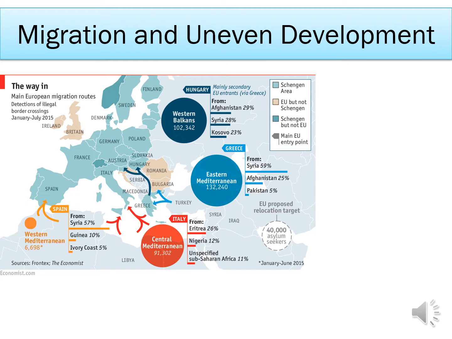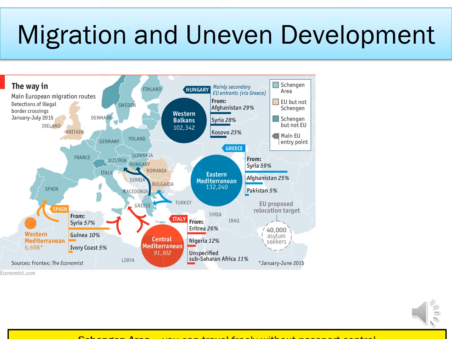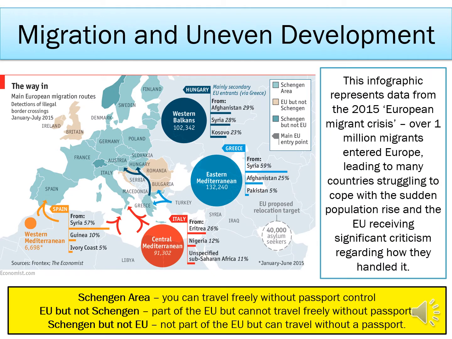Now, like I said, the first learning objective that we're looking at is to look at what the pattern of migration is within the EU. So what we have here is an infograph which represents data from 2015 and the European migrant crisis. In 2015, over 1 million migrants entered Europe, leading to the countries struggling to cope with the sudden population rise. And the EU received a significant criticism regarding how it handled this.